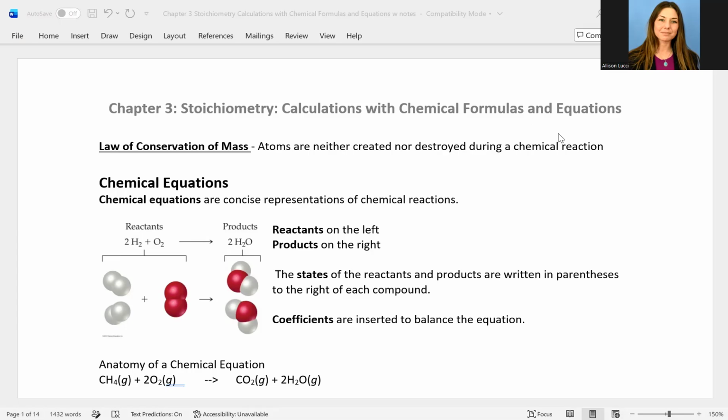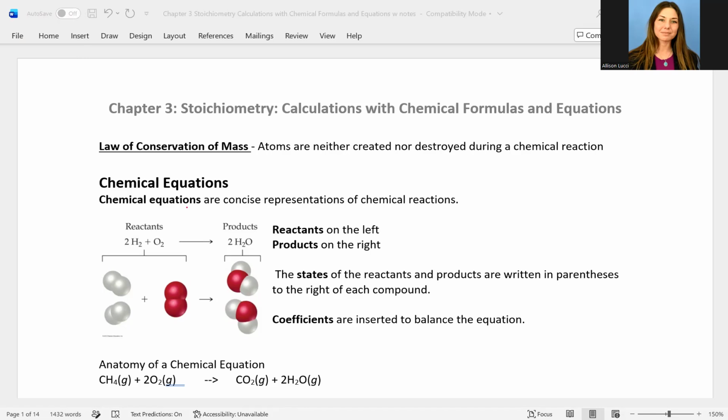In Chapter 3, we're going to start studying what's referred to as stoichiometry, and we're going to learn that as the coefficients and the ratios that are involved with balancing chemical equations. And then once we have stoichiometry down, we can start to do some calculations that involve those coefficients. So let's look at the general form of a chemical equation.